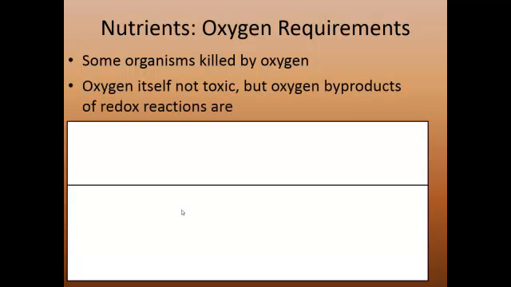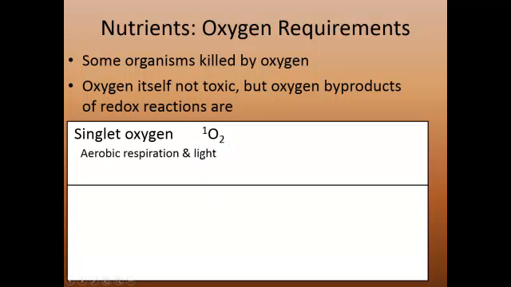Well, it's not toxic, but oxygen byproducts of redox reactions are. So there are 4 of them. We're going to go through them step by step, and we're also going to talk about how the cell defends itself from oxygen byproducts of redox reactions. So the first one is singlet oxygen, and we represent it like this. Well, what's happened is, during the redox reactions, some of the electrons of the singlet oxygen have been energized.